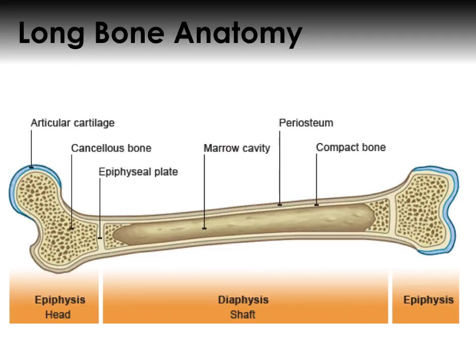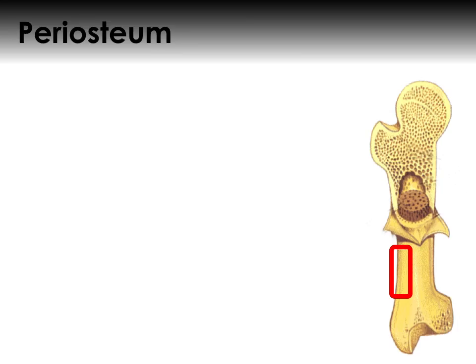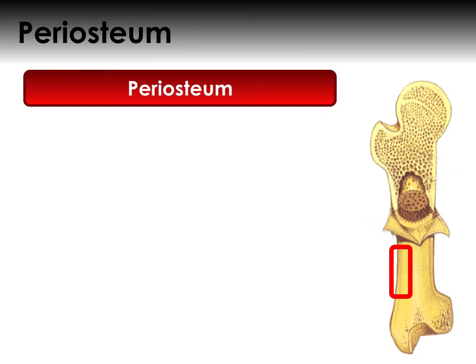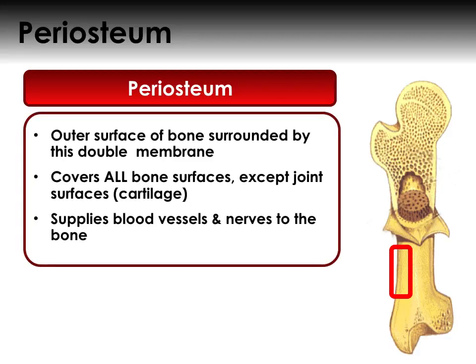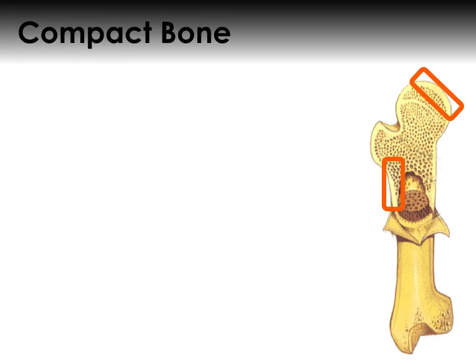The long bone, just as a note, you have the epiphysis, which is the enlarged head at either end of the bone, and the diaphysis, which is the shaft in the middle. The periosteum is the outer surface of the bone that's surrounded by a double membrane. It covers the surface of the bone except at the joints, and that's where you would have cartilage, and it supplies the blood vessels and nerves to the bone.